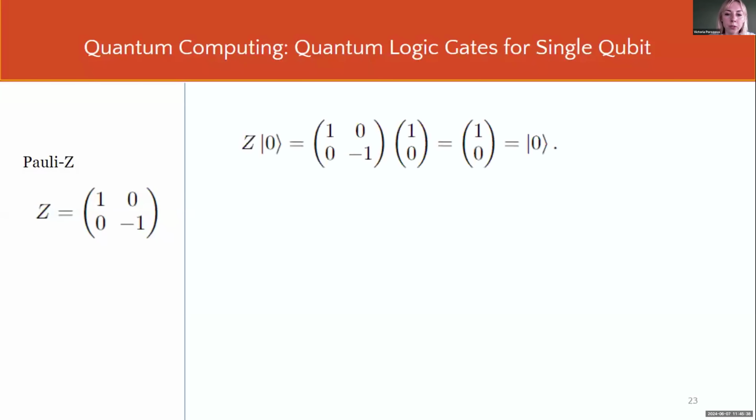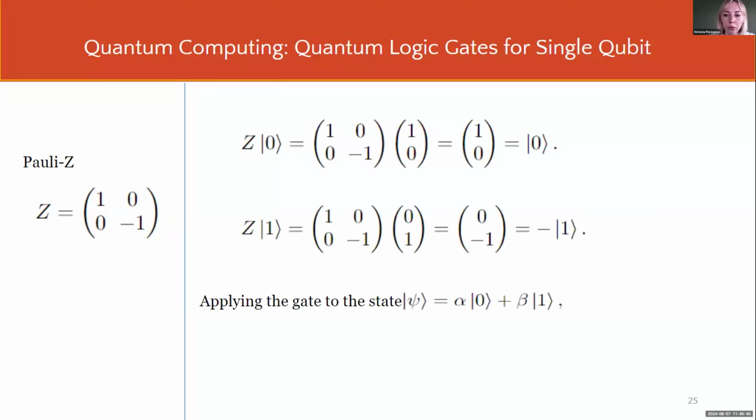Pauli Z. So Pauli Z, you can also multiply, act upon your basis, and you will see that it does nothing to your 0 state, and it gives you a phase, right?